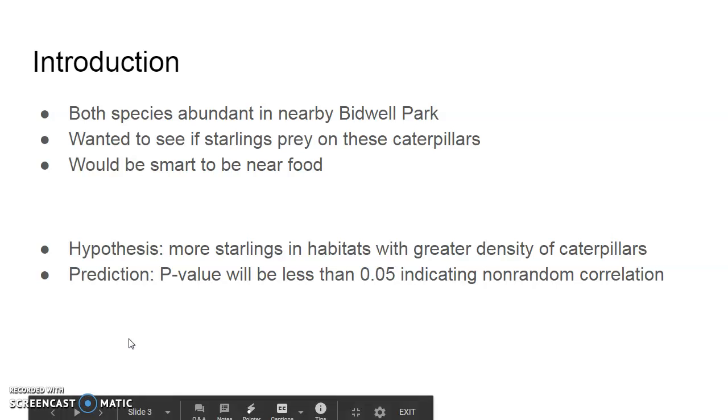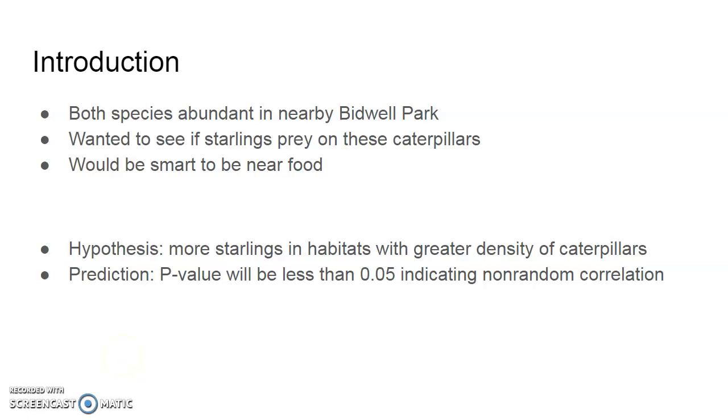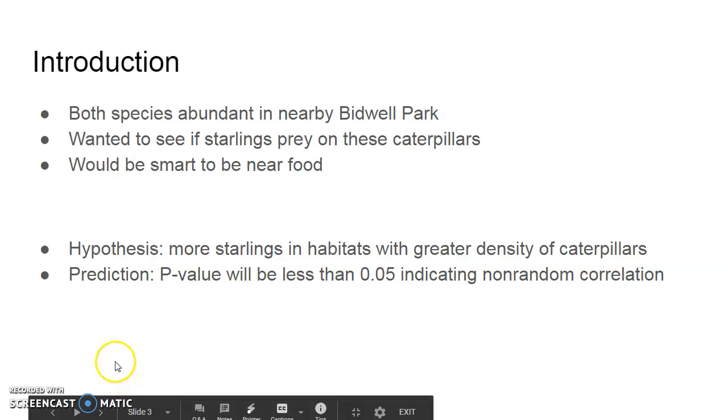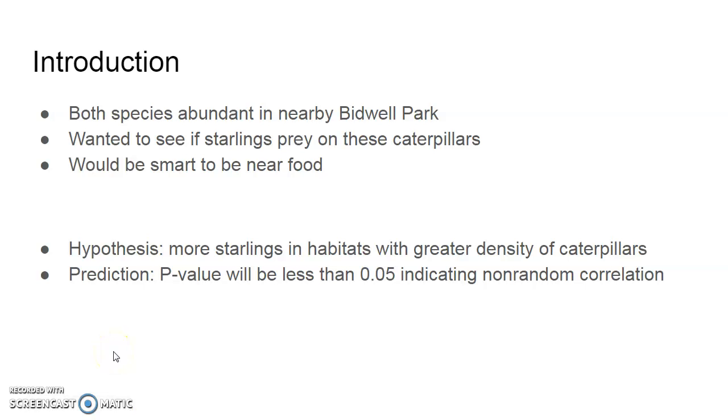From an evolutionary standpoint, it would be smart to be near the food for the predators because they would be expending less energy in foraging, and they would therefore have more energy towards reproduction and probably have higher fitness. So my hypothesis was that more starlings would be in habitats with a greater density of caterpillars. My prediction based on this hypothesis was that the p-value would be less than the alpha value, which would indicate a non-random correlation if I performed a correlation test on the data.